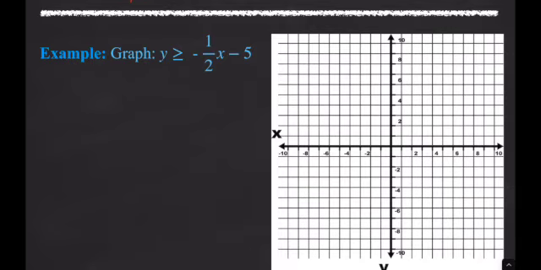Let's go ahead and look at another example. Same sort of thing. We have y is greater than or equal to negative 1 over 2x minus 5. Let's write this as an equation.